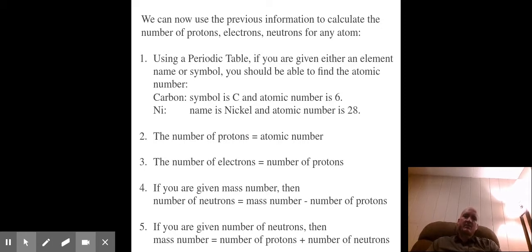Protons equals atomic number. Electrons, number 3 here, the number of electrons is equal to the number of protons. If you're given a mass number, then you can find the number of neutrons by taking mass number minus number of protons. And lastly, number 5, if you're given neutrons, then mass number equals the number of protons plus the number of neutrons.